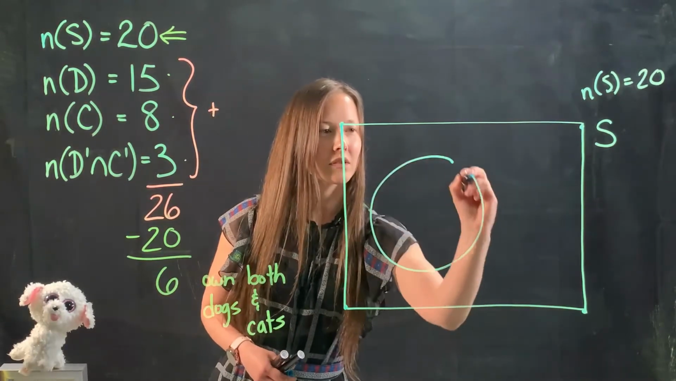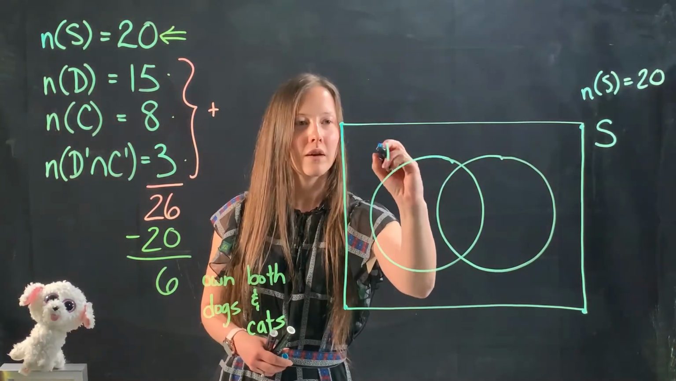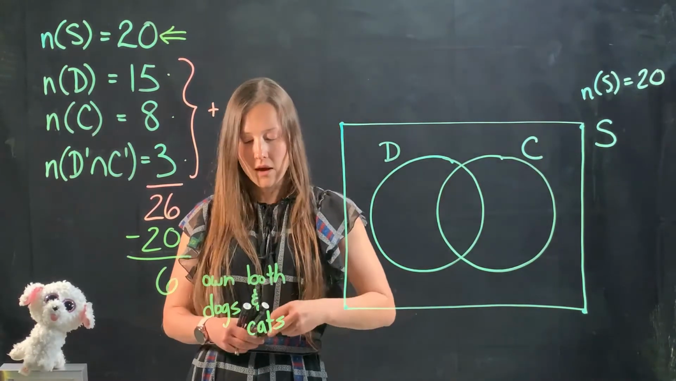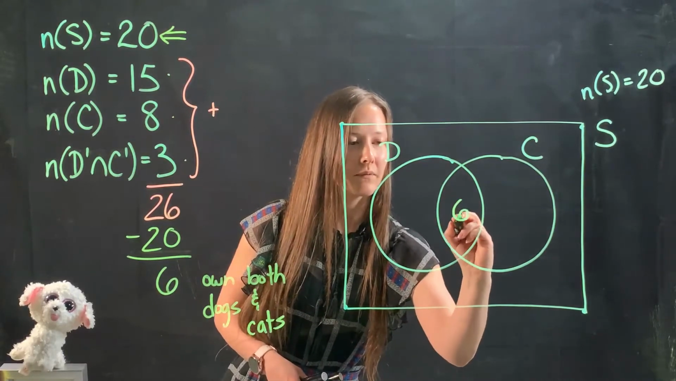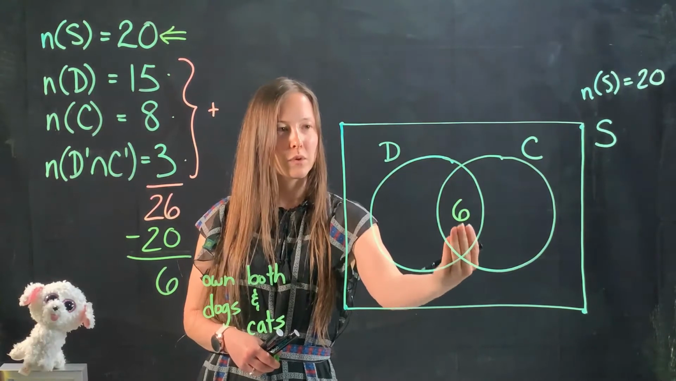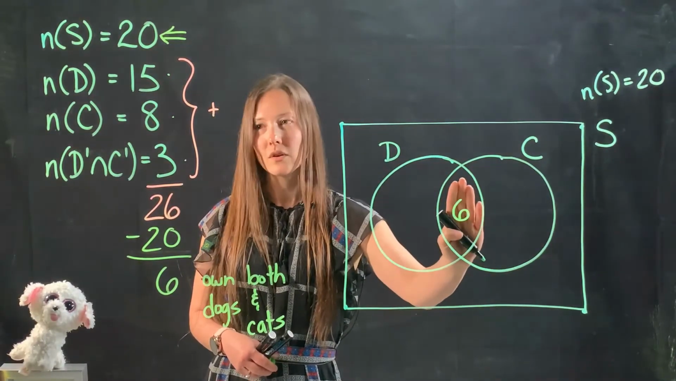So I'm going to draw 2 circles that are intersecting. I'm going to label one as D for dogs and the other as C for cats. I'm going to take the 6 that I've figured out belongs in the intersection, and I'm going to put that in the region of overlap. That's representing those who own both dogs and cats. It's a region of overlap between our 2 circles.